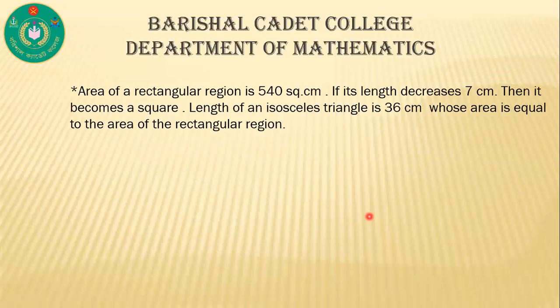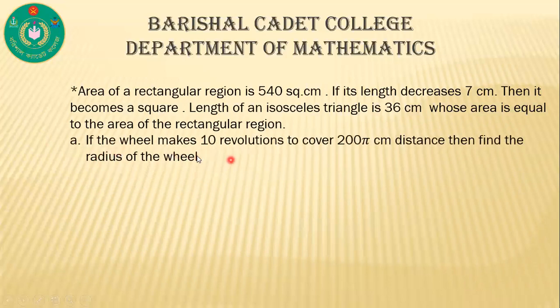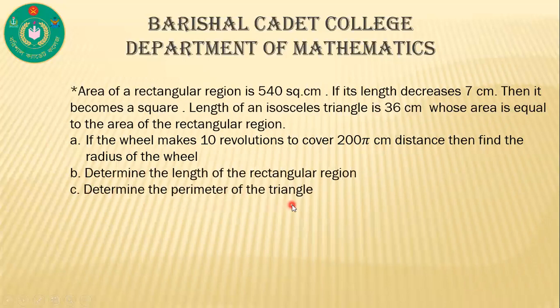Now another question, a creative question. The area of a rectangular region is 540 square centimeter. If its length decreases by 7 centimeter, then it becomes a square. The length of an isosceles triangle is 36 centimeter, whose area is equal to the area of the rectangular region. Now question number A: if the wheel makes 10 revolutions to cover 205 centimeter distance, then find the radius of the wheel. Determine the length of the rectangular region and determine the perimeter of the triangle.